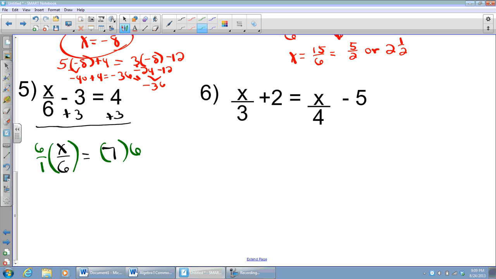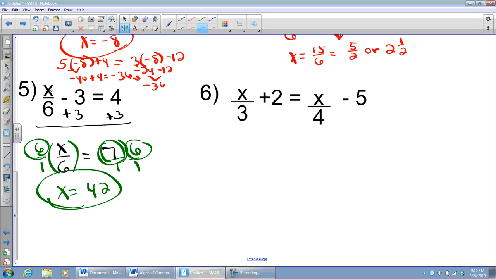Now notice I didn't put times 6 next to the 6. 6 times 6 doesn't cancel. It's the fraction that simplifies, that cancels out. 6 is one whole. That turns to x. 7 times 6 is 42. If you're wondering why I didn't do that with a 7, it's because the 7's in a numerator. The 6 is in the numerator. I could put them over 1, but it's unnecessary. So I've got 42 there, and I'm going to check this one verbally. 42 divided by 6 is 7. 7 minus 3, 4. There you go.